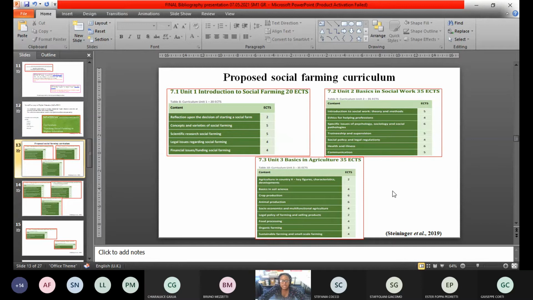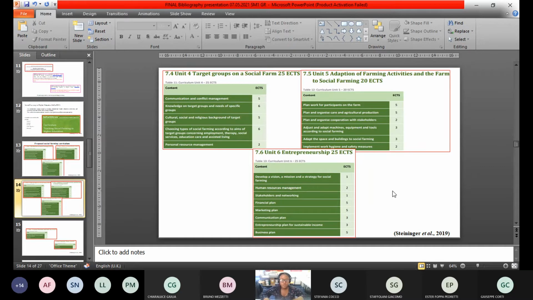So they will be teaching agriculture basics in soil science, crop production, animal production, and so on and so forth. And there's also a unit focused on the target groups on social farms, which is going to teach communication and conflict management, as well as knowledge on target groups, because it has been noted that people suffer from different mental disorders. So you need to be taught how to deal with each case as it comes, per mental disorder, per target group, and also on an individual level. You need to learn how to interact with the people, how to communicate with them, and how to resolve conflicts if they arise.